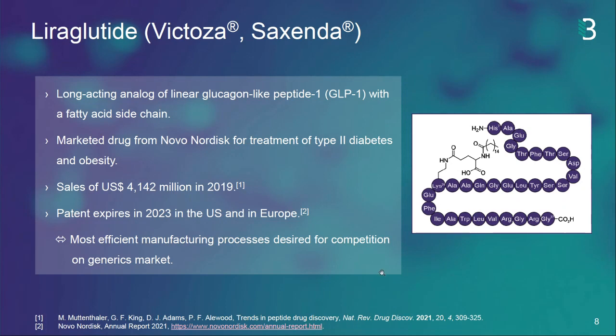Liraglutide is a long-acting analog of GLP-1 with a fatty acid side chain on the lysine residue at position 26, as you see on the right side of the slide. It is marketed under the brand names Victoza and Saxenda by Novo Nordisk for the treatment of type 2 diabetes. And liraglutide is a blockbuster drug with sales of more than $4,000 million in 2019 alone. However, its patent expires in 2023 in the US and in Europe, which is why it becomes very attractive for the generics market. And the most efficient manufacturing processes are desired to compete here.